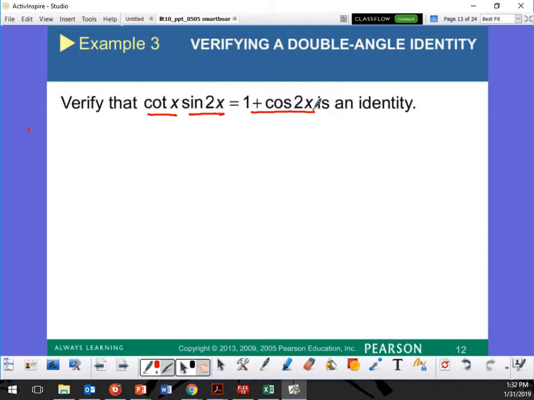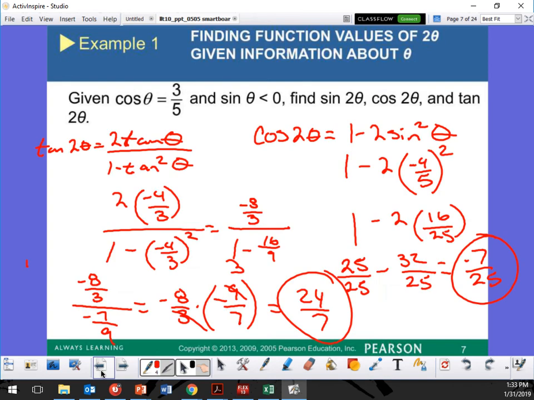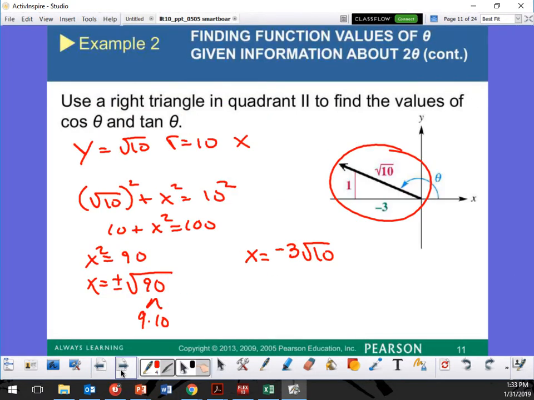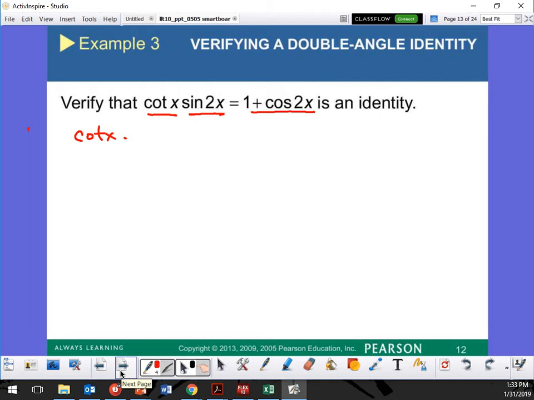So I'm going back to that page with all the different identities. So I'm going to replace sine 2 theta with something. What am I going to replace sine 2 theta with? So let me see. Cotangent x times. Now, sine 2 theta could only be one thing: 2 sine A, cosine A. So those are single A's, right? So it's going to be 2 sine of x cosine x.